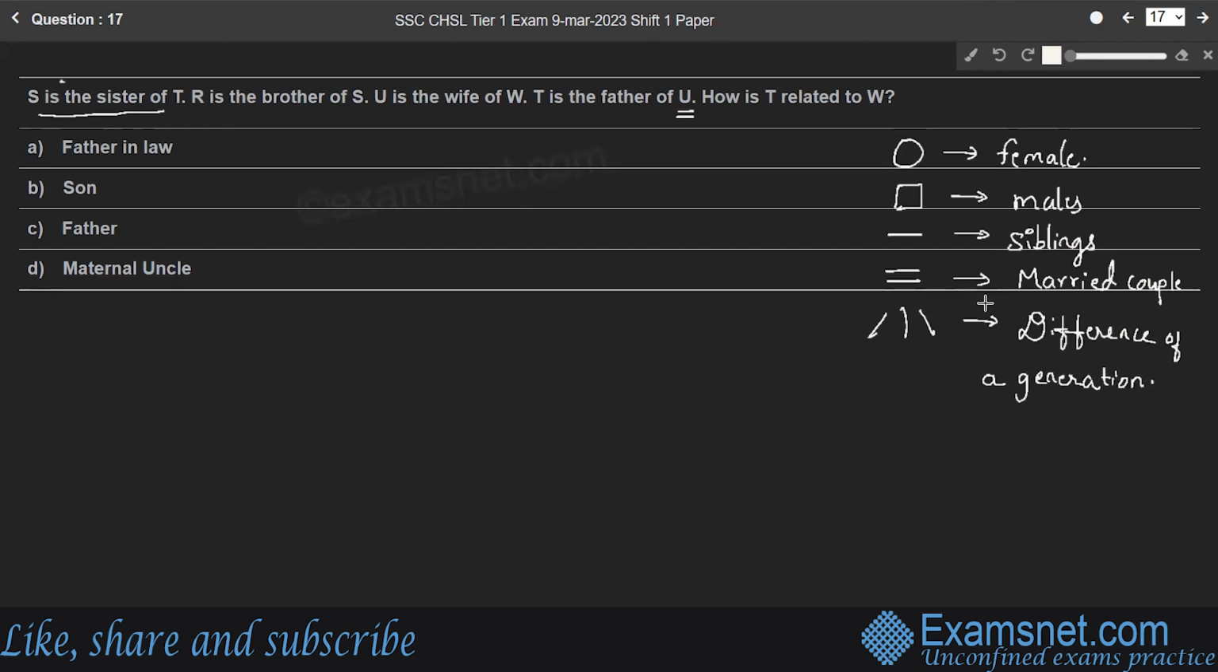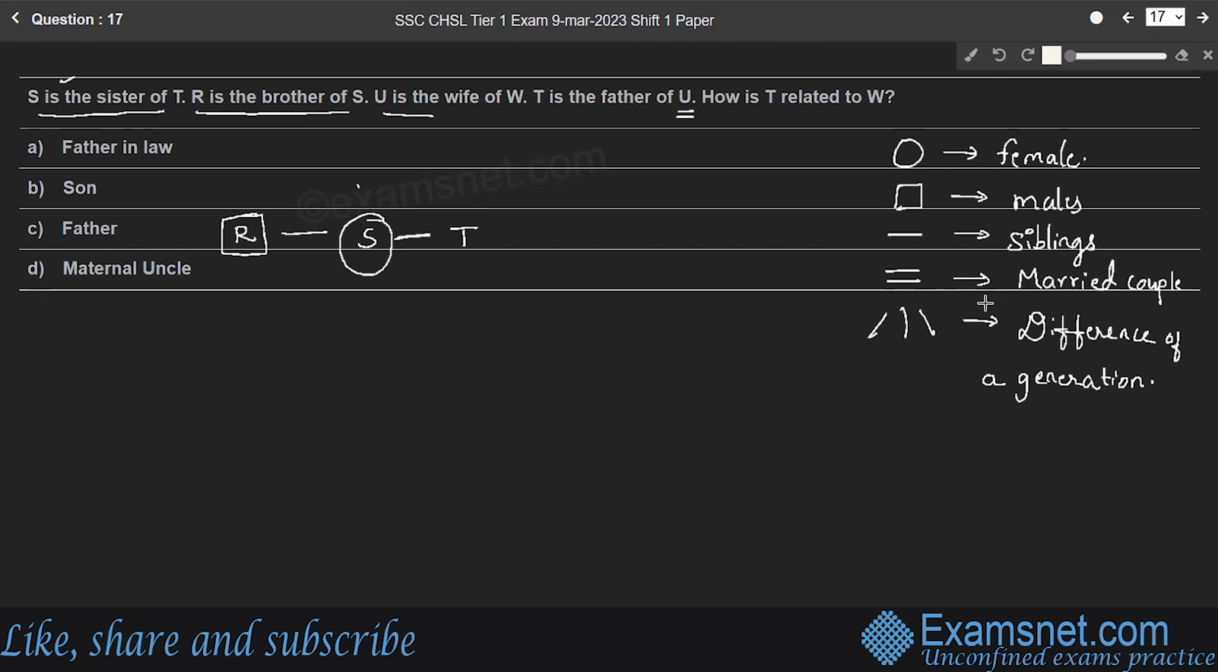Given that S is the sister of T. So S and T are siblings: S and, with a single horizontal line, T. Since S is a sister, S is a female, right? Next, R is the brother of S. So R and S are siblings. R is brother of S and R is a male, right?